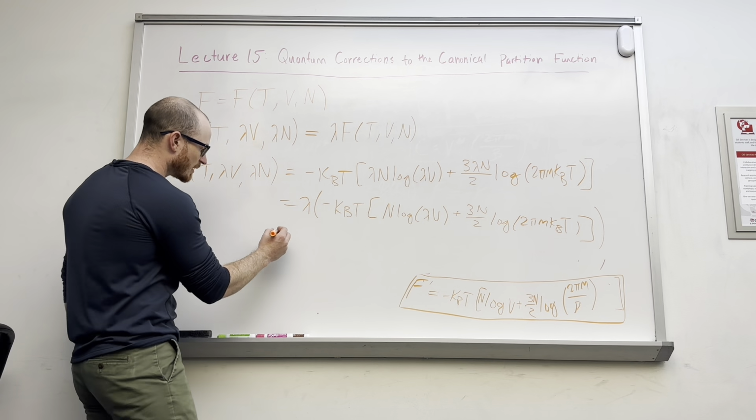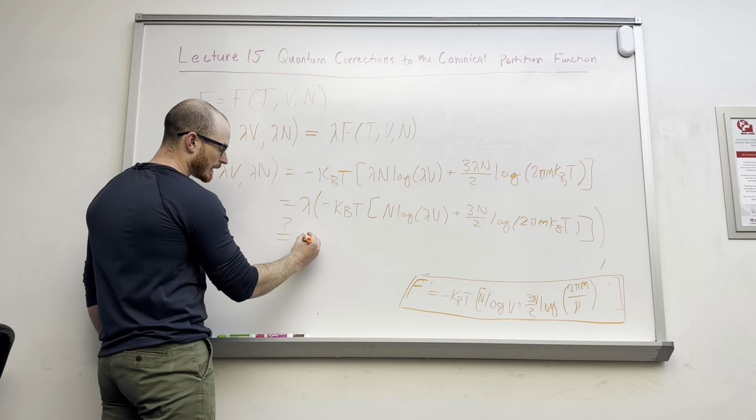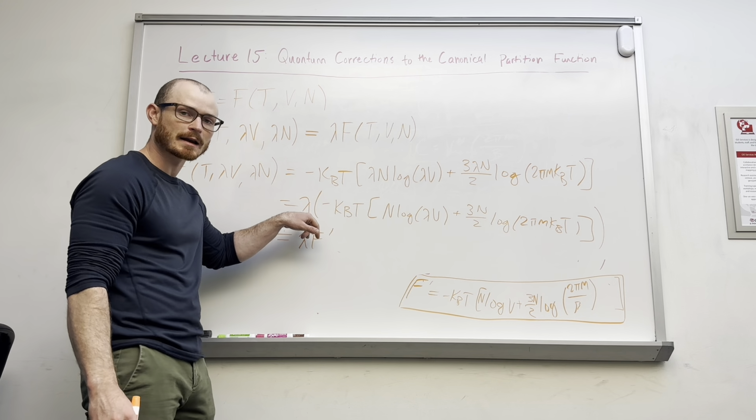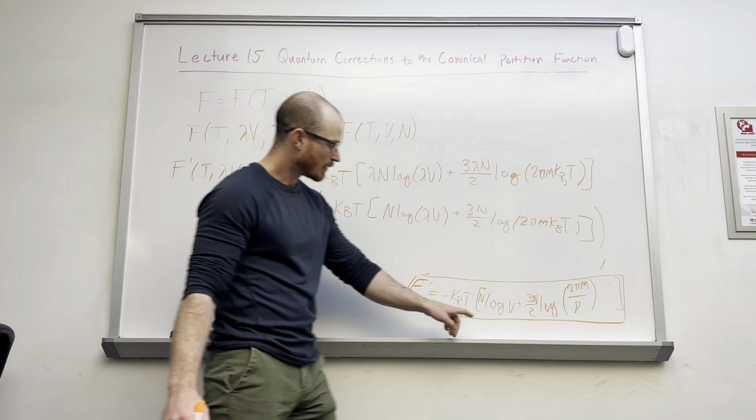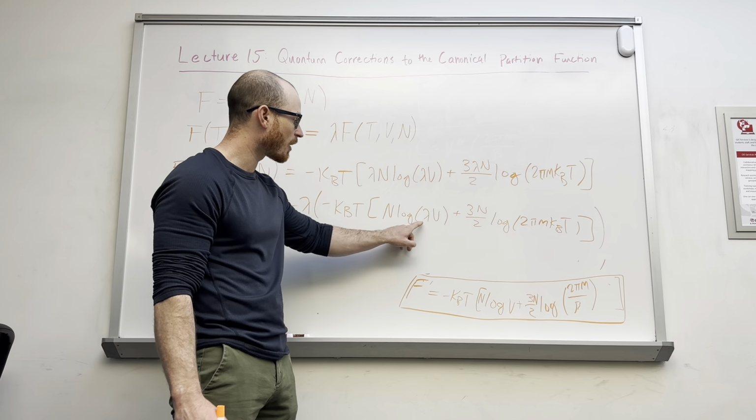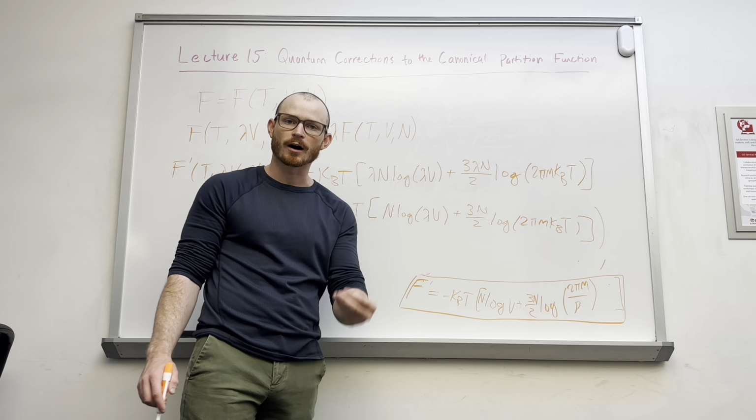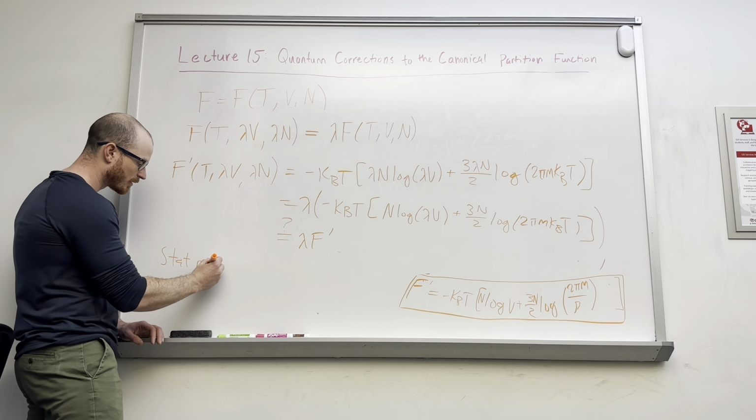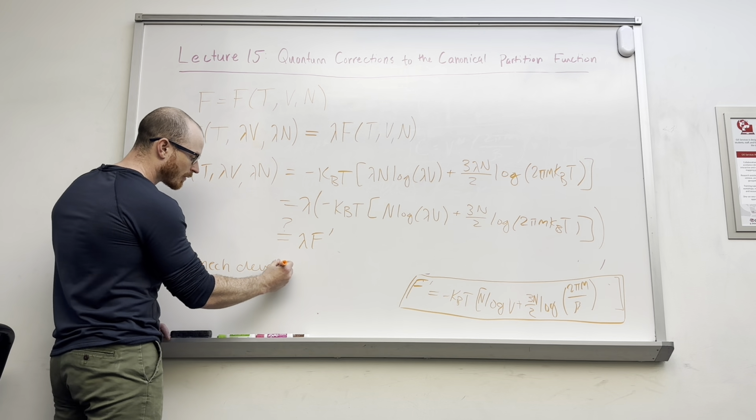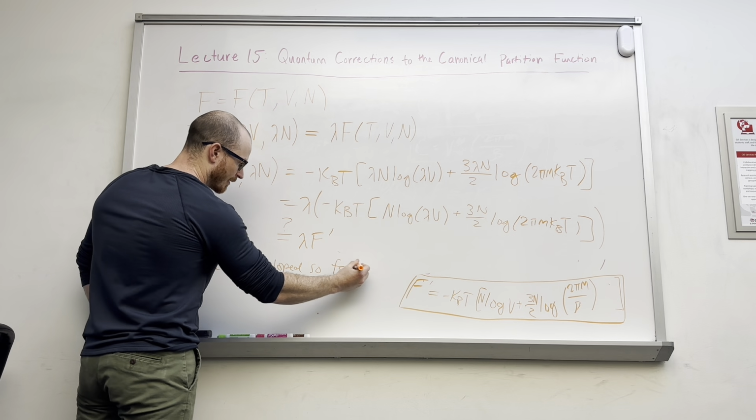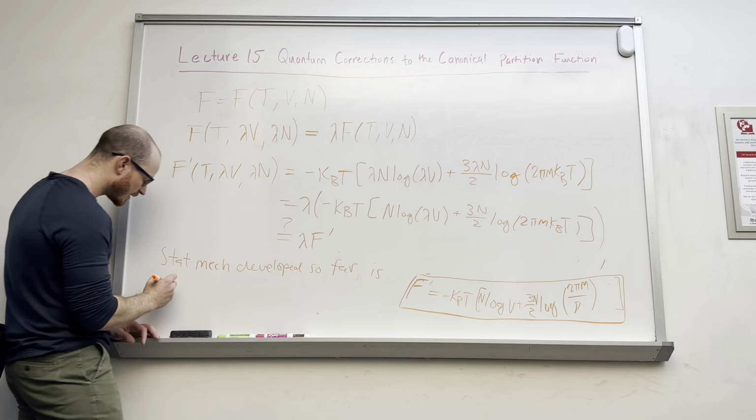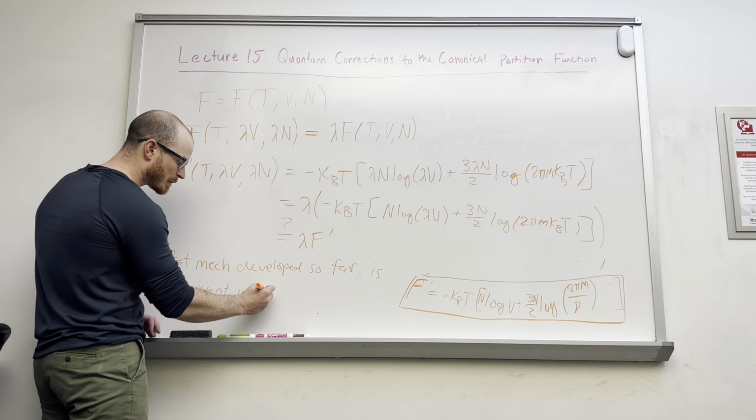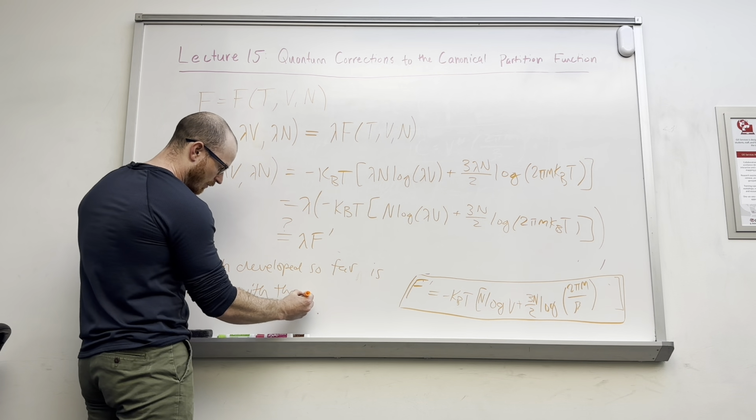Now the question is, does this equal lambda times f prime? Well, the answer is no. We've been able to pull out a lambda here, but f prime has just log v, whereas here we have log lambda v. So there's something wrong. In fact, we can argue that the StatMech we've developed so far is inconsistent with thermodynamics. That seems to be a big problem.